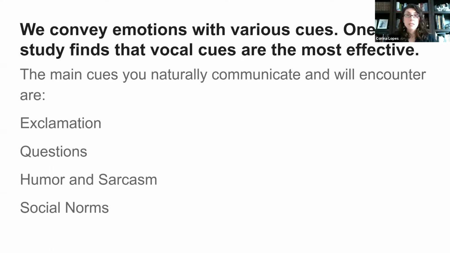So let's go back to the main types of cues that are naturally communicated. Exclamation, questions, humor and sarcasm, and social norms. So again, there are 4 types of emotional cues conveyed in natural communication. The first one, or one of them, is exclamation. Another, questions. Another, humor and sarcasm. And a 4th, social norms. Okay, let's move on.